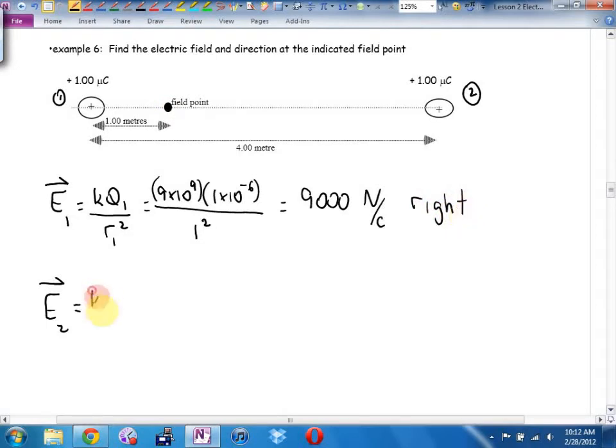The electric field on the second charge is going to be kq2 over r2 squared. Have I mentioned I like this question?